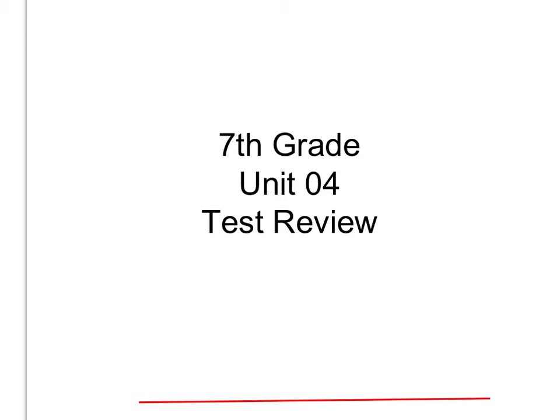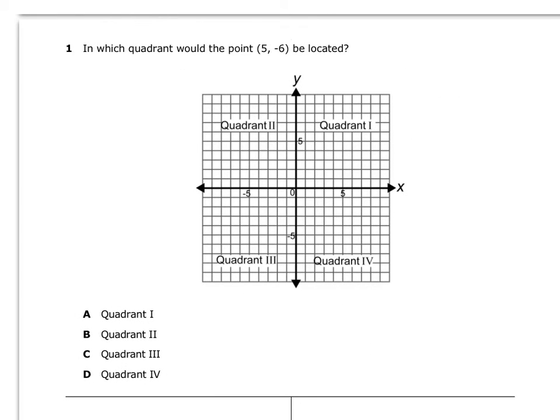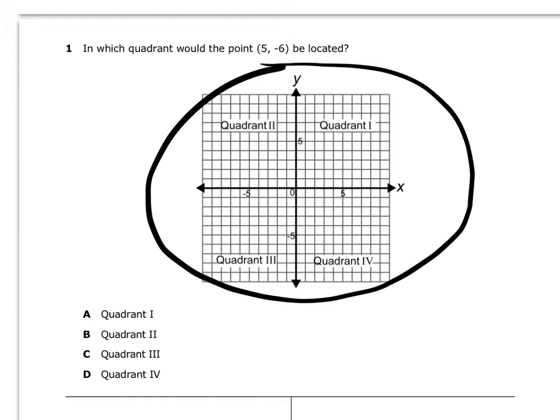Now, let's take a look. Number one should be very simple. This is the exact picture it's going to give you right here. Sorry, this is a new program, so it's a little weird. As you can see, it already has the quadrants and the axes labeled for you, so that makes it a little bit easier. It says, in which quadrant would point (5, -6) be located?